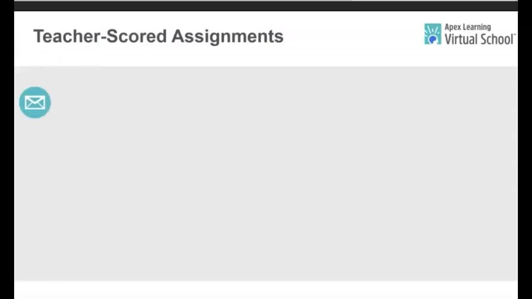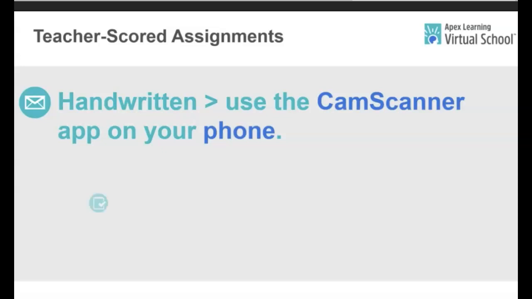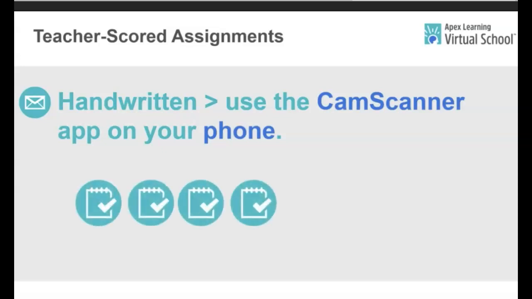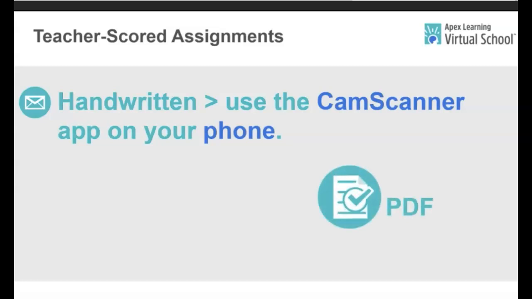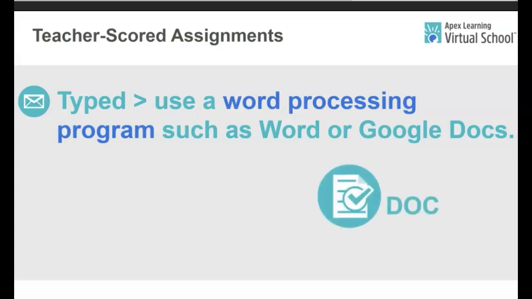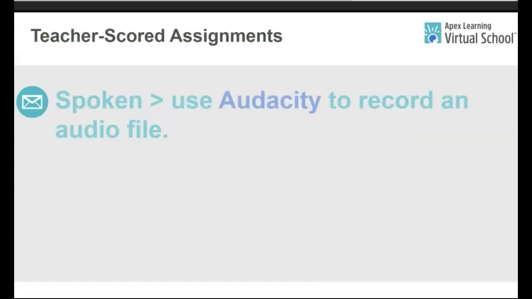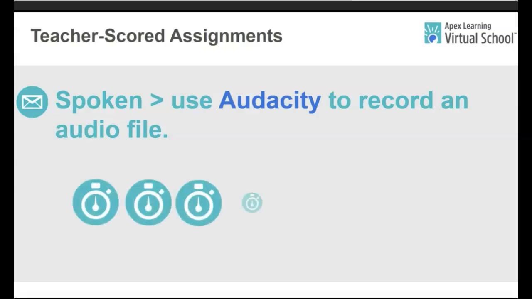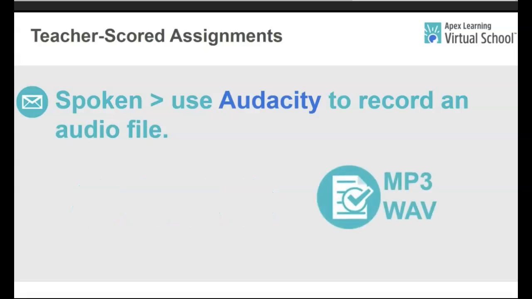For work that is easiest to handwrite, use the Cam Scanner app on your phone to take a picture of each page of your assignment and save it as a single PDF file. For work that you can type, such as an English essay, use a word processing program such as Word or Google Docs. For Spanish and French spoken assignments, use a sound recording program such as Audacity to record your assignment in 60-second increments and save it as an MP3 or WAV file.